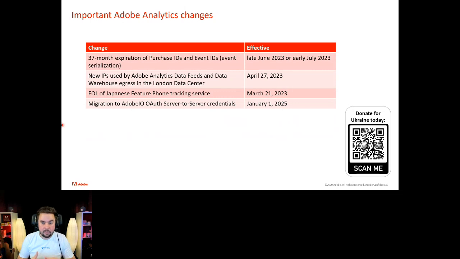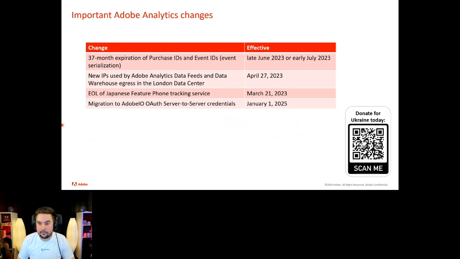Now that's going to be limited to 37 months. So Adobe is trying to make their architecture a little bit more efficient there, I think. And same with event IDs. So if you, for example, have any registration events or any other event that's bound to an ID that you're using for the application, just be aware that after 37 months, that will be treated as a new ID, even if it's already been tracked in the past.